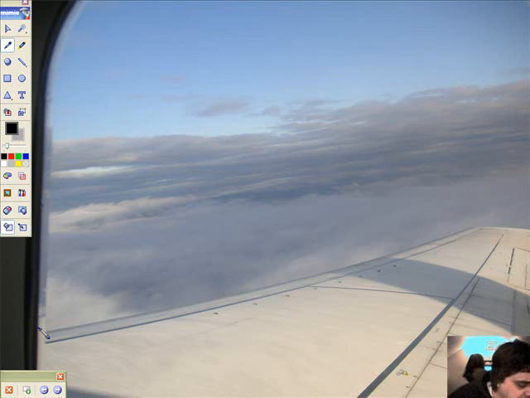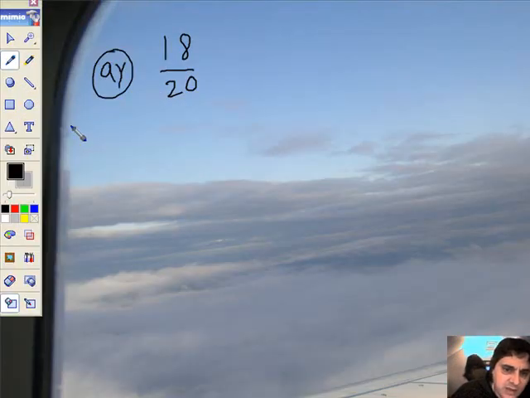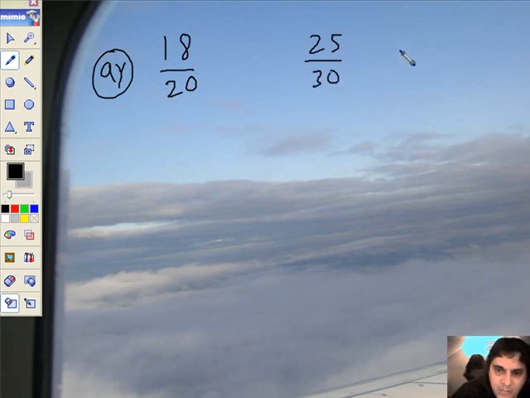Right, 18 out of 20 in class 9Y. Okay, just get the fraction going. So 18 over 20. So this is the class 9Y, obviously year 9, badly behaved. They passed the maths test, and 25 out of 30, that's class 9X, also passed. Which one did better?